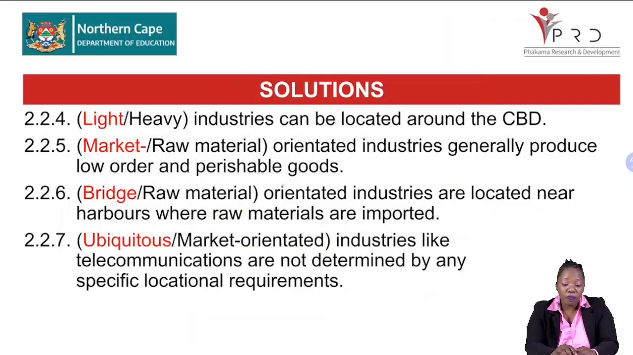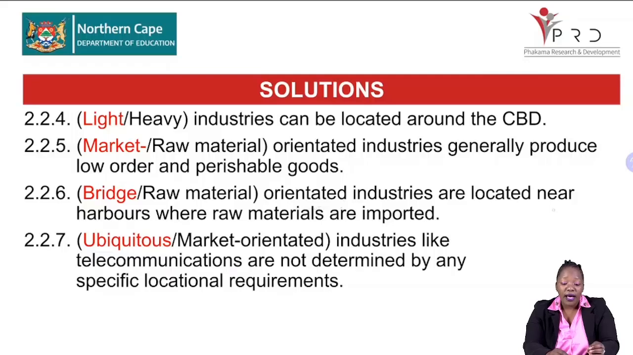Then number 6, bridge or raw material, we are given the bridge. You will remember the bridge has an alternative name. We call it a break of bulk. So sometimes the examiner can use the bridge or they use the break of bulk. What is important is that these are industries that are located near the harbor. Remember, they are dealing with raw material in bulk. And we also say one mode of transport replaces the other. The goods start from the ship, which is the water mode, and then they get transported by trucks or they go to the airports. So one mode of transport has replaced the other.